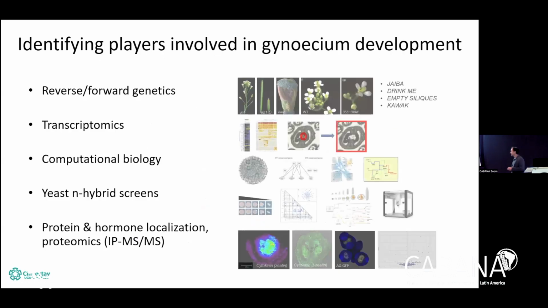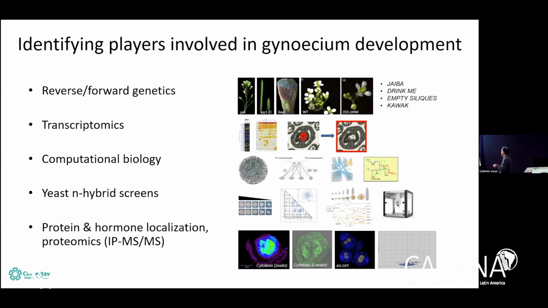So what we do, we use different techniques. This is just different images here. Well, things that we studied in the lab, let's say different genes we clone. So basically we use a lot of genetics, forward genetics, reverse genetics, transcriptomics, computational biology. We do a lot of screens in yeast or other, also in plant systems to identify interactions between transcription factors, because that's very important. And in the end, also about protein localizations, proteins in the plant, and also about hormones. So I will also talk about hormones during the talk.